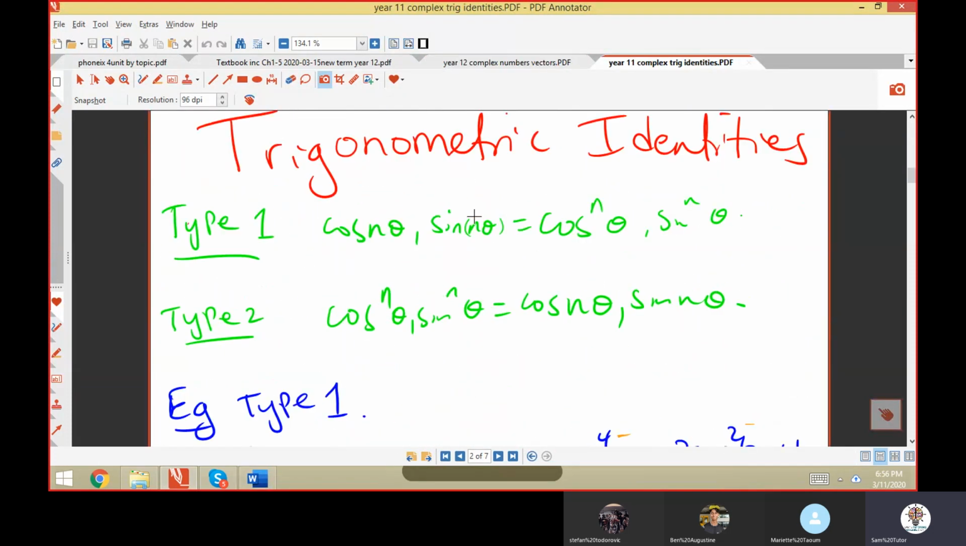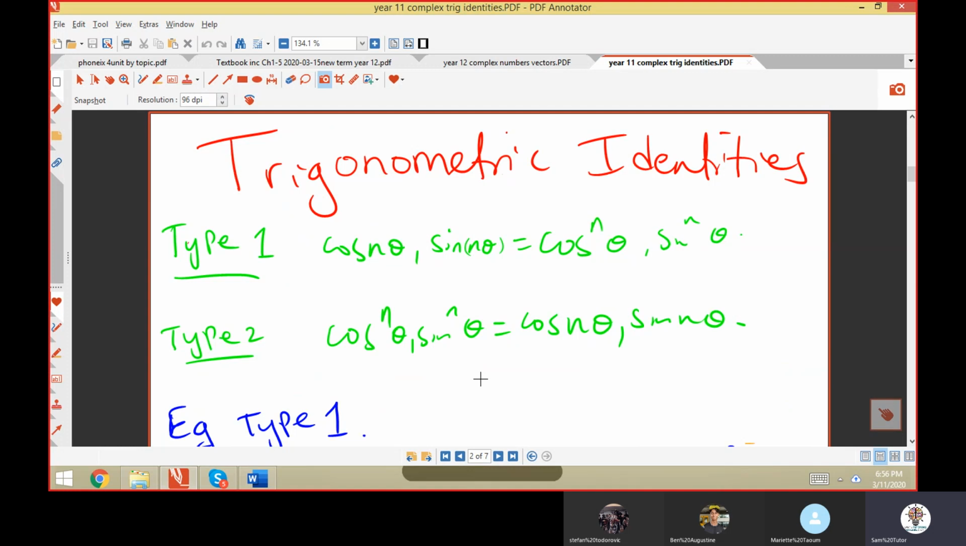Pascal's triangle. There. Firstly, type 1, multiples in terms of powers. Type 2, powers in terms of multiples. There are 2 types. The one 99.99% of the state get comfortable with is the first one, because it makes logical sense. You expand this binomial, expand this, equate real, equate imaginary, happy days.